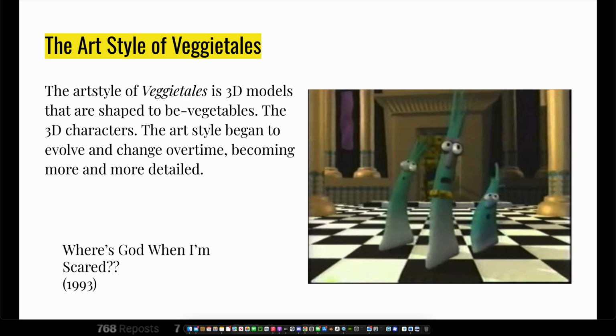Anyhow, the art style is so recognizable and so powerful because it literally uses simple shapes to tell a story through these simply designed characters. Like these 3 scallions are just so scallions. And even then, the art style just evolved and changed over time, becoming more and more detailed. This is only in 1993, and just look at that. That's really well done for its time.